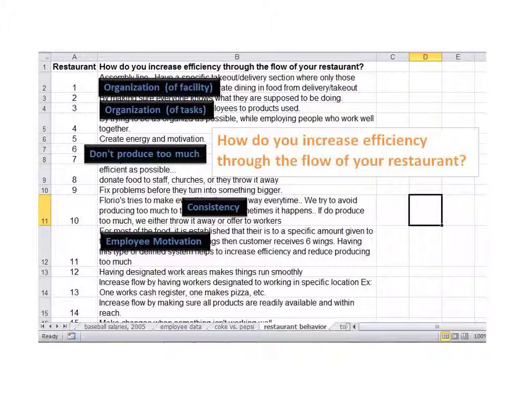The next thing we do is go and record, well, how many times did someone mention organize the facility? Maybe that happened 5 times. How many times did we see organization of tasks? Maybe that was also 5 times. How many times did we see don't produce too much? So eventually, you'll end up with a representation of the data that you can then put into a bar chart or a pie chart. So you can describe it using the techniques we've already talked about. But this is one of the ways you can begin to digest some of your open-ended responses.